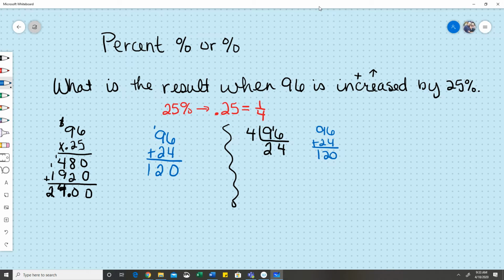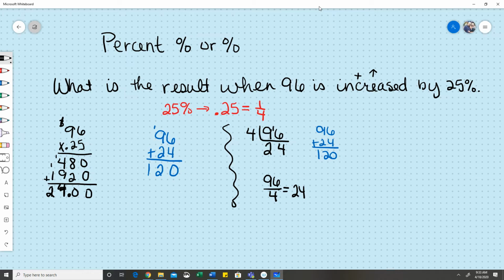Okay, so there's two ways you could do this. You could either multiply by the decimal, or you can divide, you can use the equivalent fraction. For those of you that the upside down division doesn't make much sense, all I really did was I took 96 divided by 4. Okay, and when I simplify this fraction, I get 24.